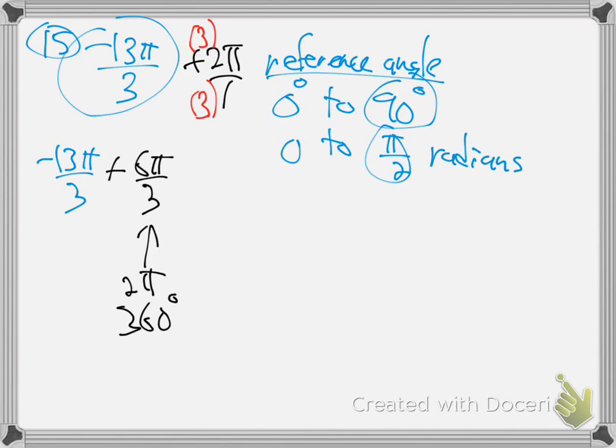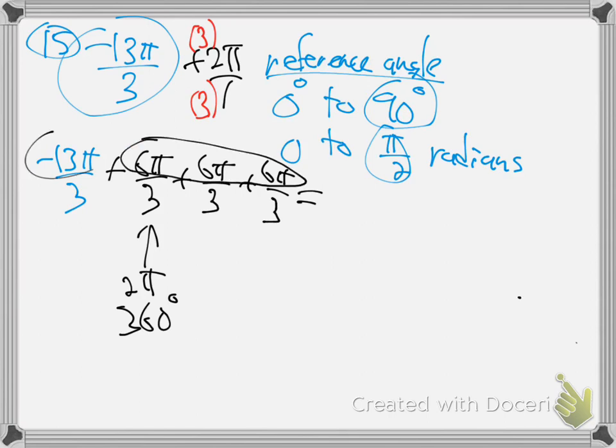Now, if I add 6 pi over 3, I'm still not positive. Let's try it again. Add another 6 pi over 3. That's 12. It's still not there. Add another 6 pi over 3. So that's 18 pi over 3. So 18 minus 13 is 5 pi over 3, isn't it? So I made it into a positive angle now, 5 pi over 3. Does that make sense how I did that? 5 pi over 3.